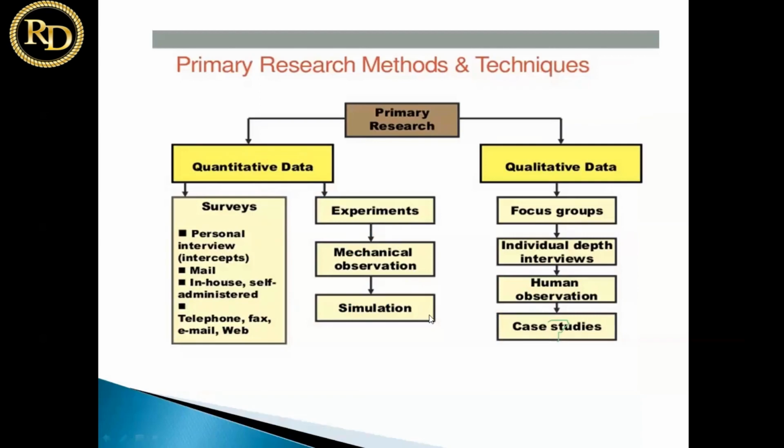Simulation is a method where we generate the artificial data. So if we are dealing with a rare population, then there we calculate some parameters and we know the particular distribution, and through that we generate the population, which is known as simulation. And now we come to qualitative data, so we can go for the focus groups, individual depth interview, human observations, and case study, which are very important and very useful for different subjects.